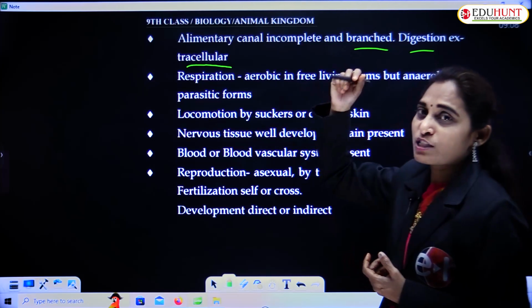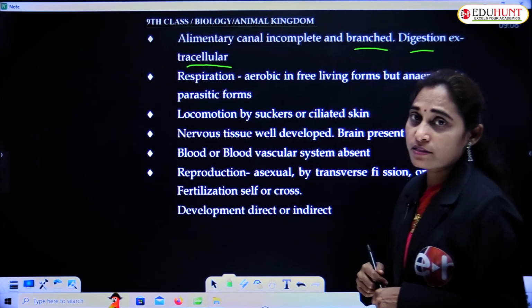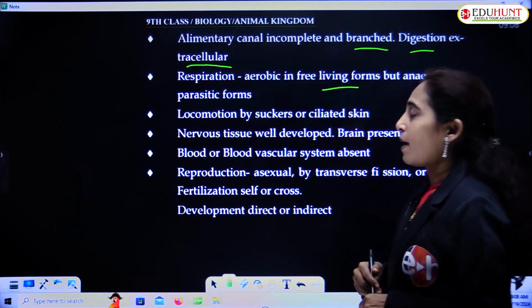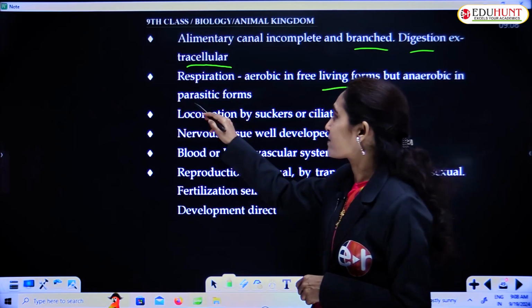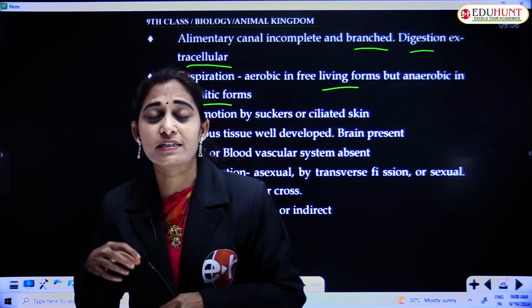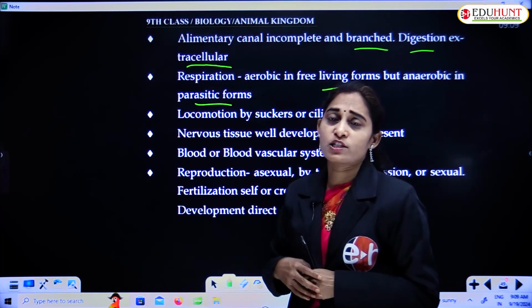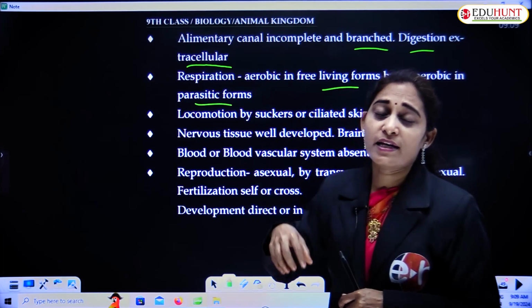Aerobic respiration is seen in free living forms, but anaerobic respiration is seen in parasitic forms, because parasites depend on other organisms and are present in the body of other organisms, especially the endoparasites, where oxygen supply is deficient.